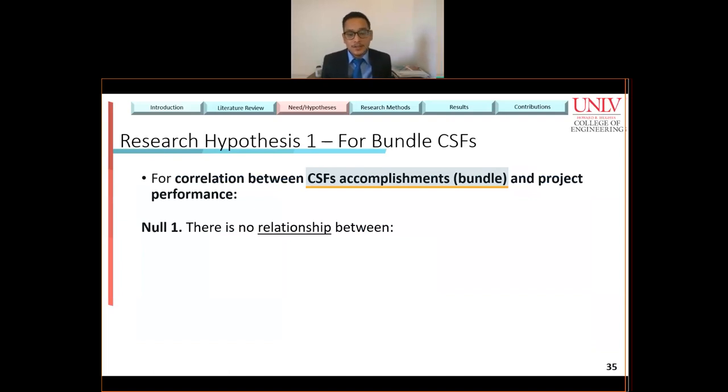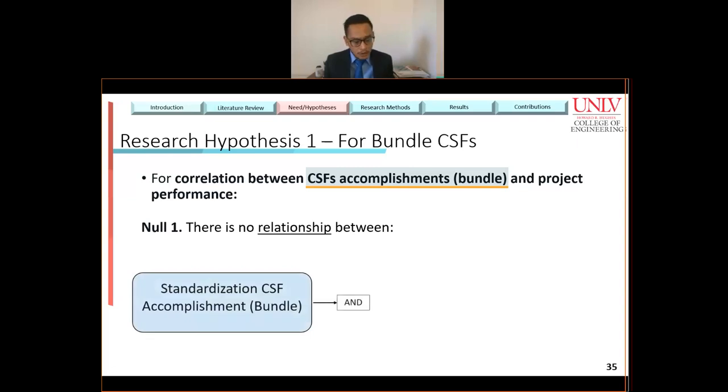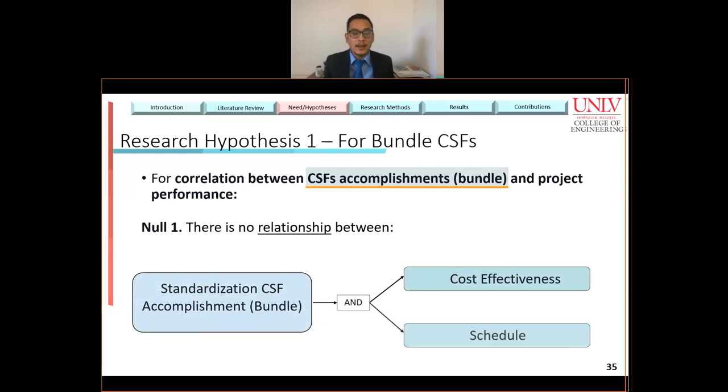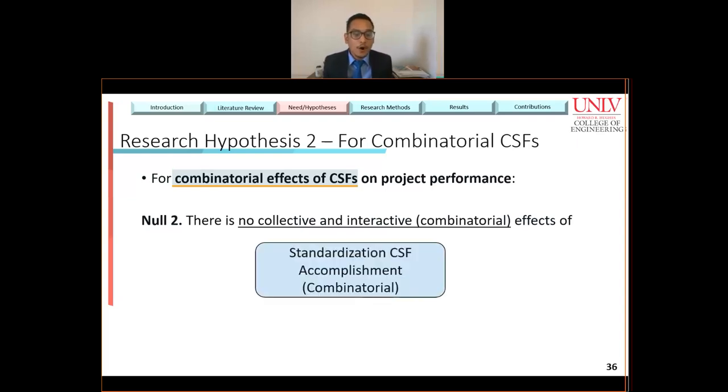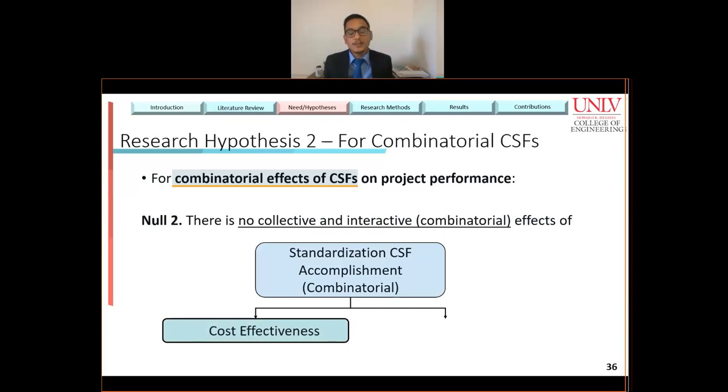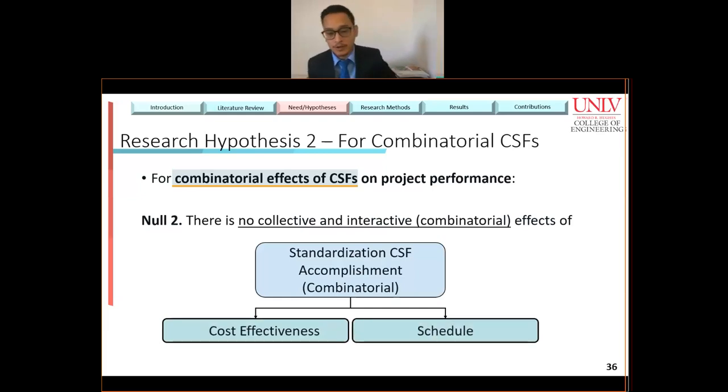There are two research hypotheses that I have developed for my study. The first one relates to the correlation between CSF accomplishments and the project performance. The null hypothesis for this one states that there is no relationship between standardization CSF accomplishment in bundle and cost effectiveness performance and schedule performance for capital projects. The second hypothesis is for the combinatorial effects of CSFs on project performance. This null hypothesis states that there is no collective and interactive or combinatorial effects of standardization CSF accomplishments on cost effectiveness performance and schedule performance, again for capital projects.